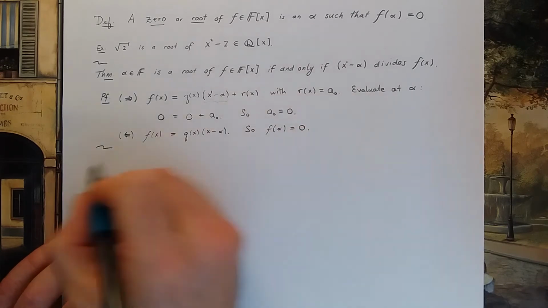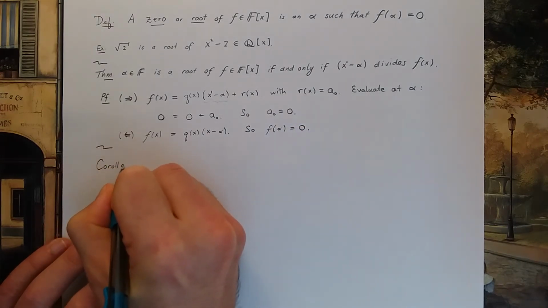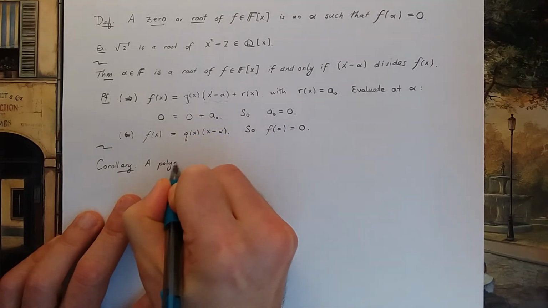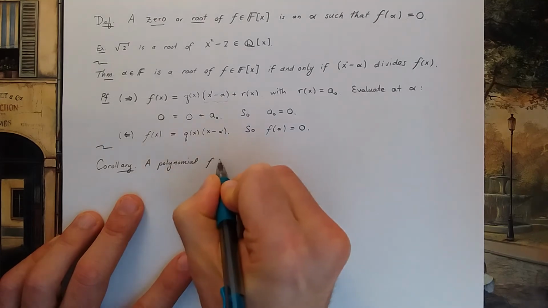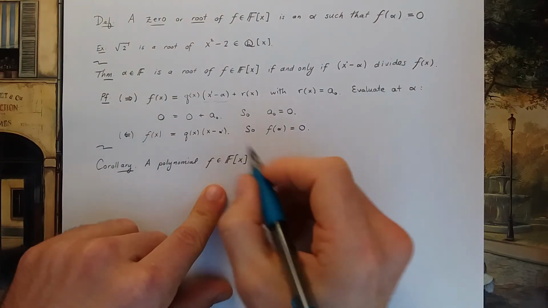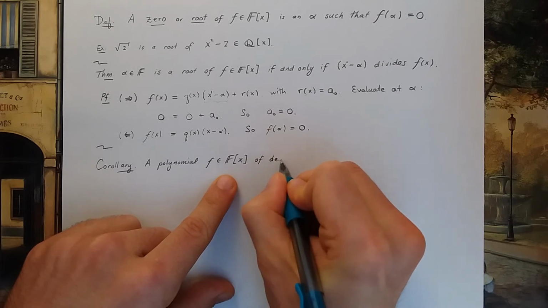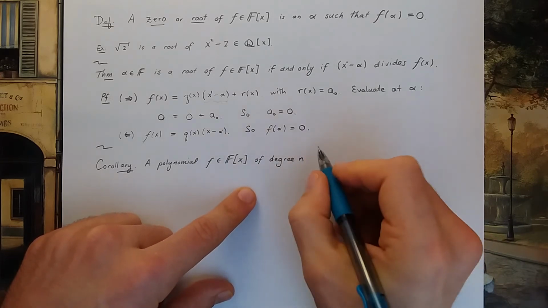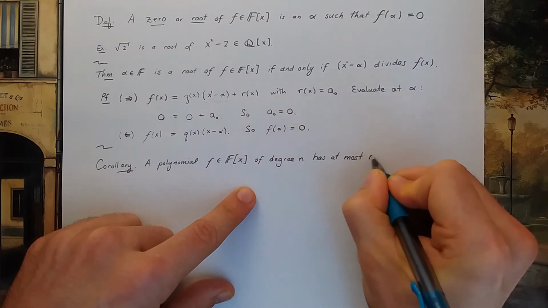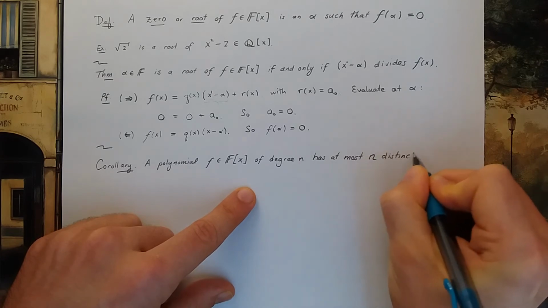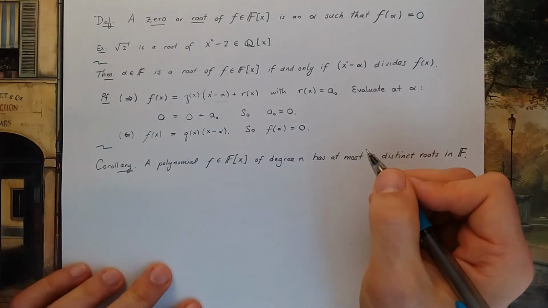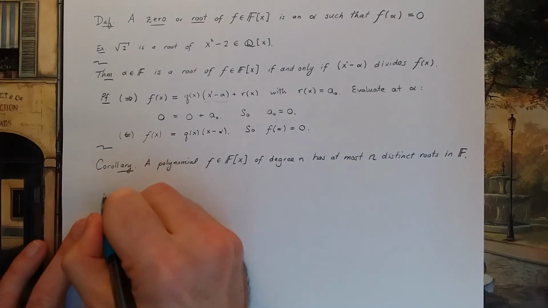As a corollary of this theorem, a polynomial f in my polynomial ring over a field F of degree n has at most n distinct roots in my field F. Okay, so let's prove this.